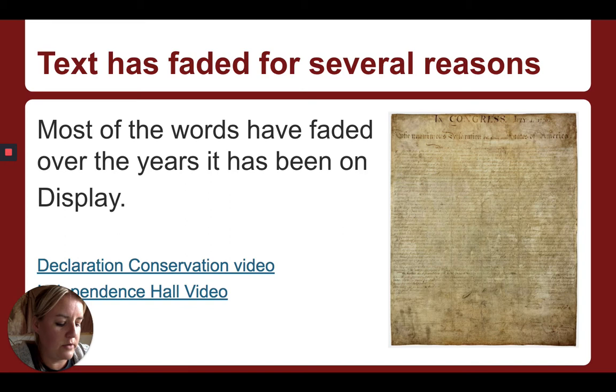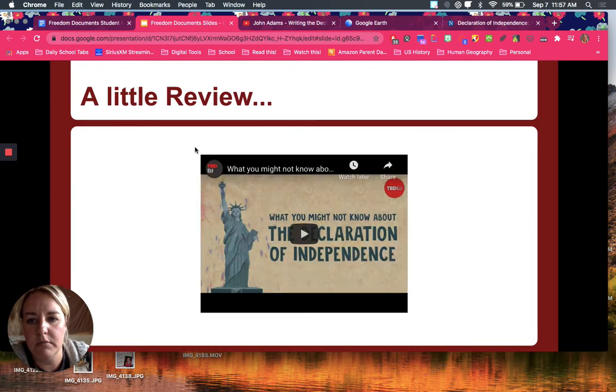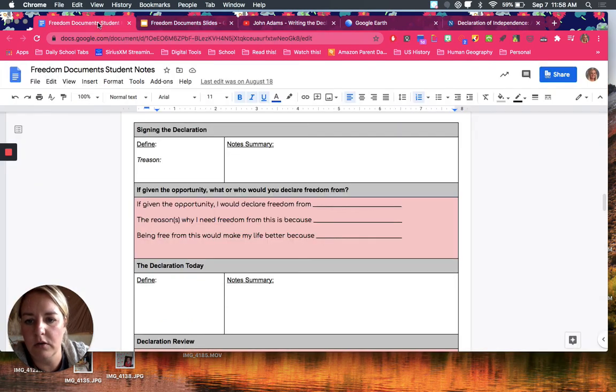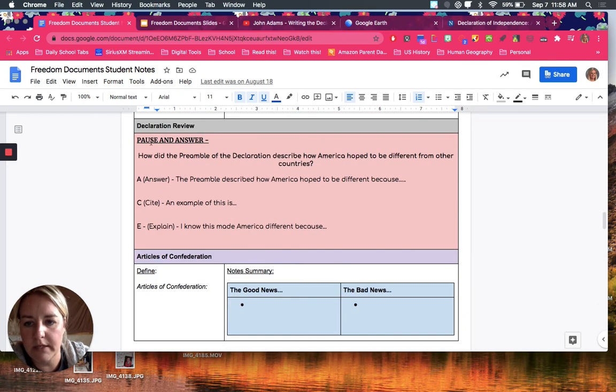So what I'd like you to do now is we've got one more section here in the notes for today, and then we're going to be done taking a look at the Declaration review. So at this point, we're going to end today by doing this last paragraph, bringing it back to the preamble that we looked at earlier, and describe how America hoped to be different from other countries. So again, these are topics that we've talked about already. So now let's use our preamble to answer that question based on what you figured out about what that means.